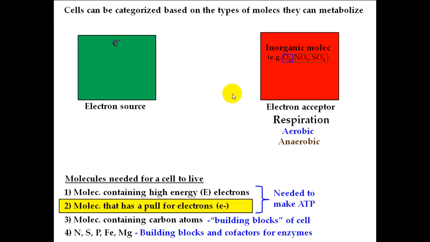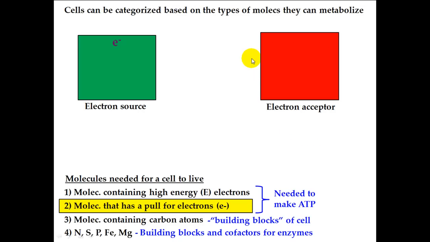Another category when it comes to electron acceptors that can be used by cells is this. There are some cells that, instead of using inorganic molecules, use something organic as its final electron acceptor. An example of an organic molecule that can do that is pyruvate. By definition, a cell that uses an organic molecule as its electron acceptor is called a fermentator. In other words, it's said to be undergoing fermentation.